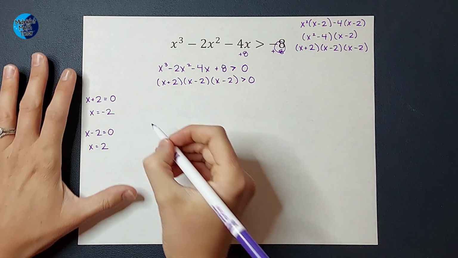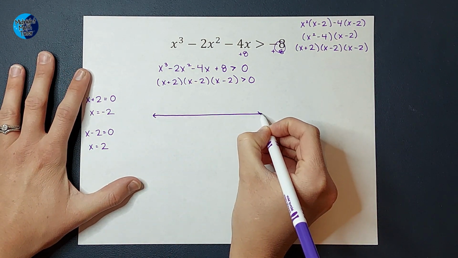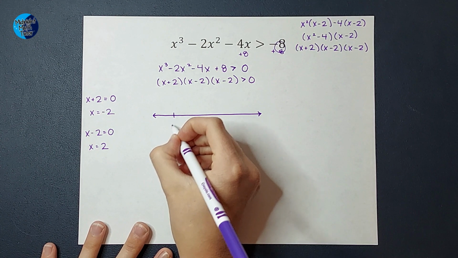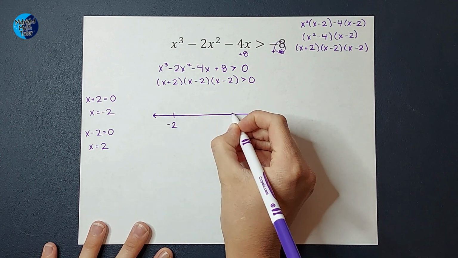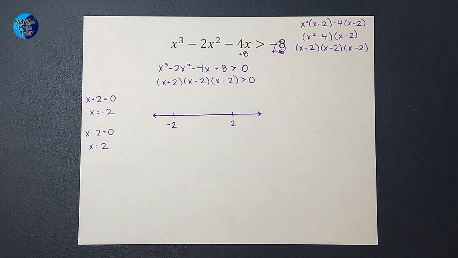Now I'm going to draw a number line. Yes, we love number lines. They're our favorite thing ever. Okay, and I am going to put these 2 points on my graph, okay? So I'm going to have negative 2 and 2. This is just kind of a rough sketch. It doesn't have to be perfectly to scale or anything. It's just to help me get a good idea of what's going on with this polynomial, okay?